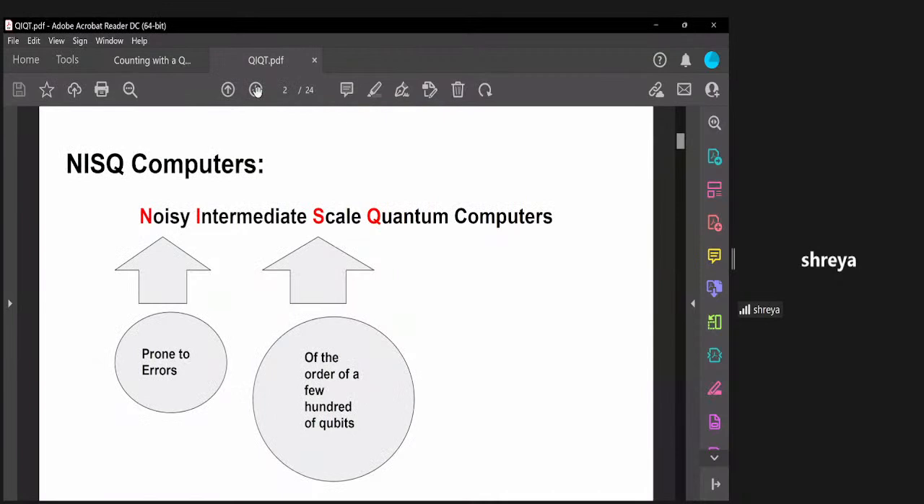Many of you are familiar with this term, NISQ. It means noisy intermediate scale quantum computers, where noisy means prone to errors, and intermediate scale means a fewer number of qubits. For now, intermediate scale means up to a few hundred qubits, maybe 500 or 1,000. More than that is not intermediate scale, that is a vision for the future.